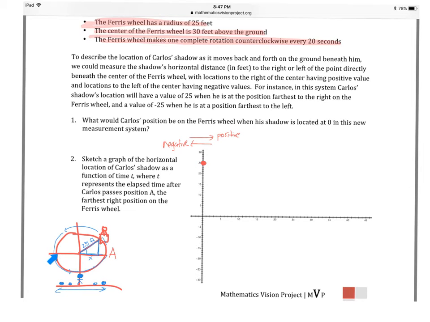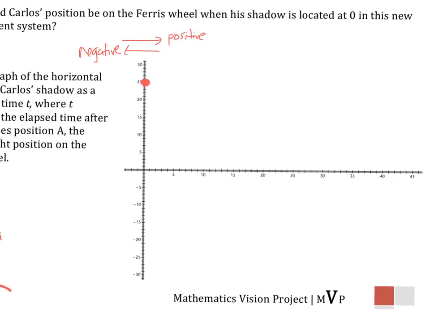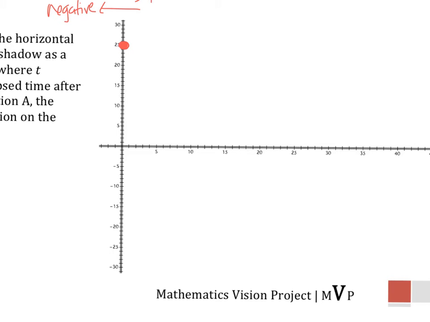So where's his shadow going to be? Right back here. It's going to be right below him. So his shadow is going to be, how many feet is this all the way out? That's 25 feet all the way out back that way. So I can go ahead and put in some other stuff. I know that at 10 seconds, he's going to be at negative 25. And then I know at 20 seconds, he's going to be back to positive 25, like that.